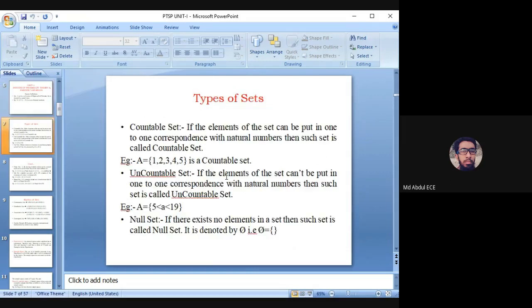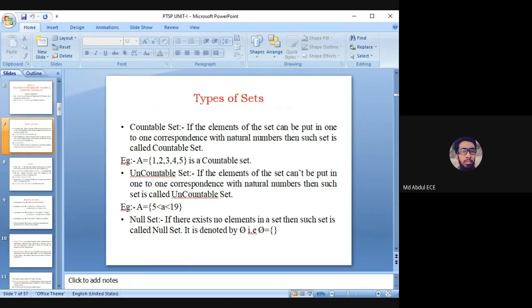Next, coming to the types of sets, we have different types. Within this, first is the countable set, and uncountable set, and null set. So first we'll see what actually a countable set is. The name itself says countable set. If the elements or events in a set can be counted, then we call it a countable set.